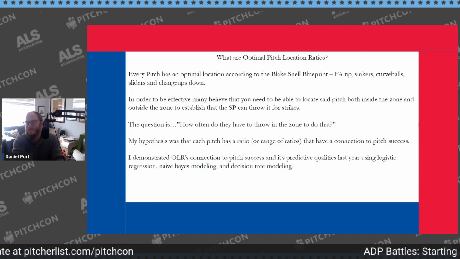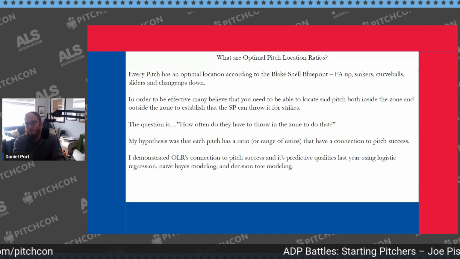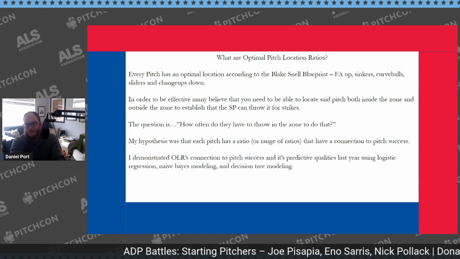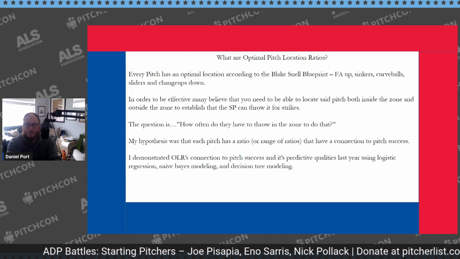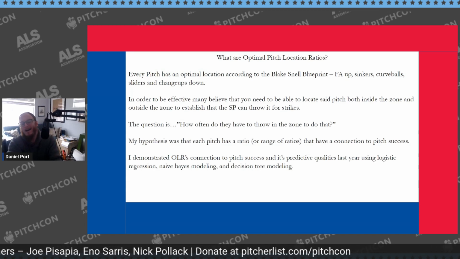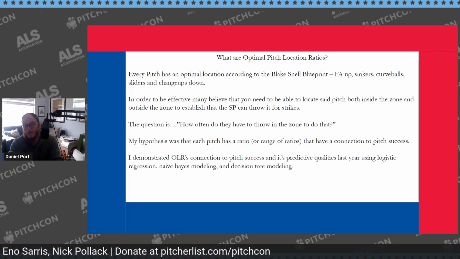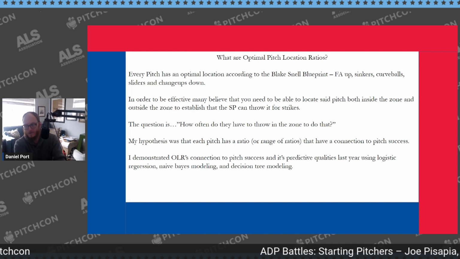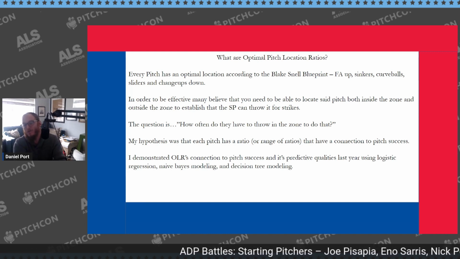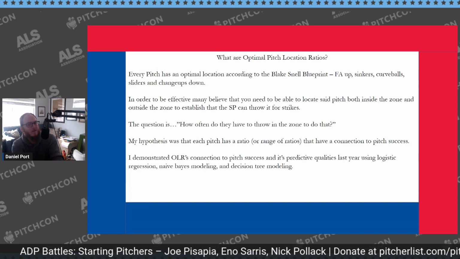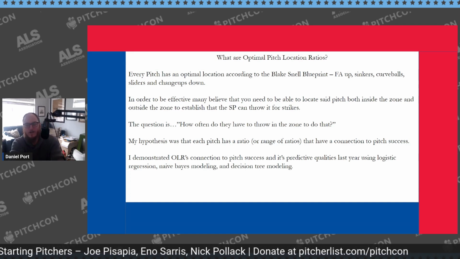But what I did is I tried to demonstrate its connection to p-val at the time, to show pitch success. And going through that process using logistic regression, naive Bayes modeling, and decision tree modeling, I demonstrated that there was a connection between this ratio and pitch success, and not just in terms of describing pitch success and why it was successful, but also it was predictive, that I could use it to predict future success or lack of success using this ratio.